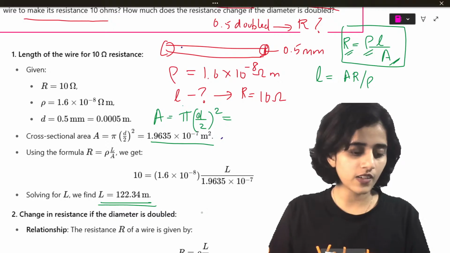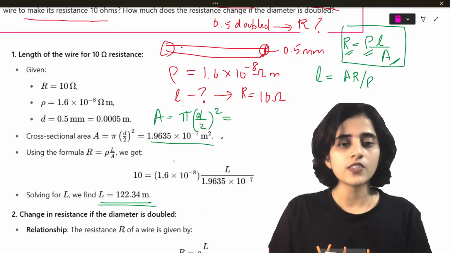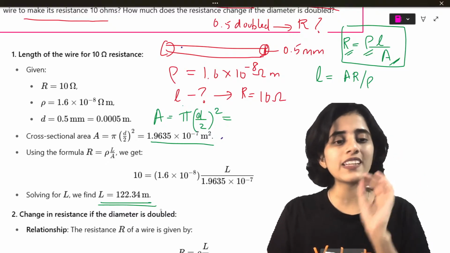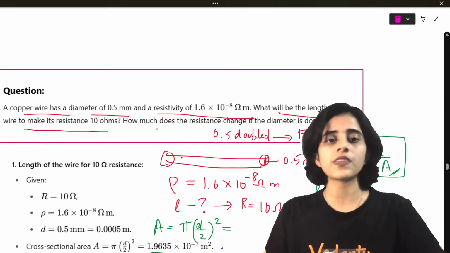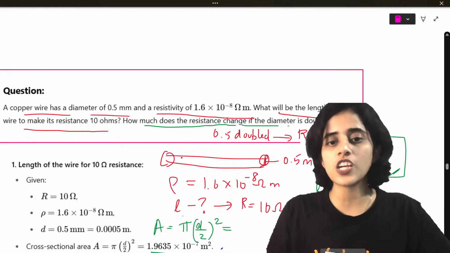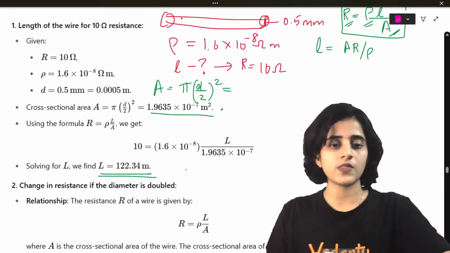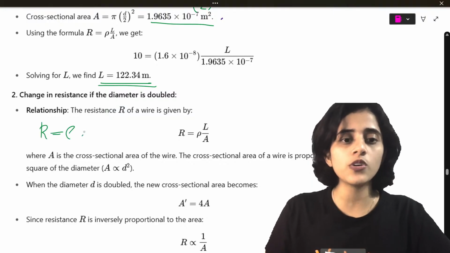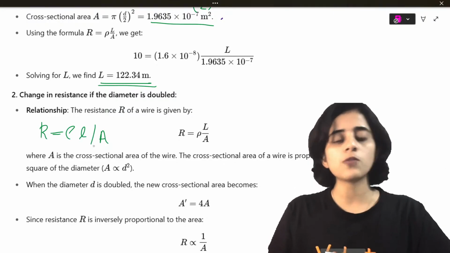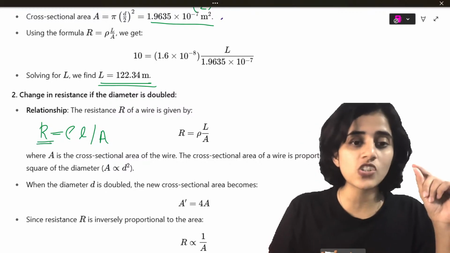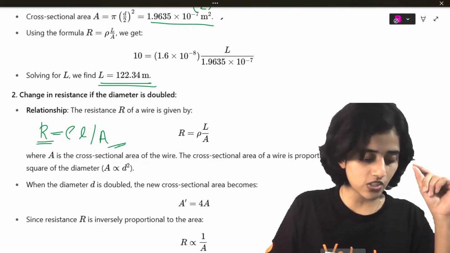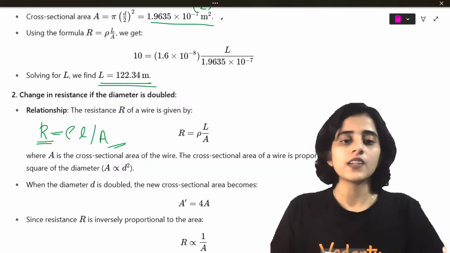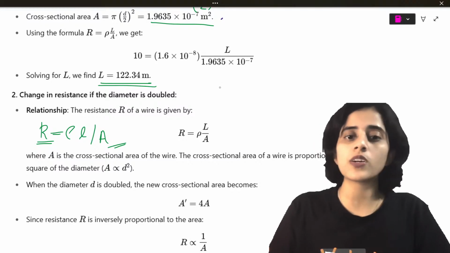Okay, getting? So, now I have my length, which is 122.34. Next question: how much does the resistance change if the diameter is doubled? Again, I will take the same equation, R = ρL/A. So by how much does the resistance change if the diameter is doubled? When the diameter is doubled, what happens?